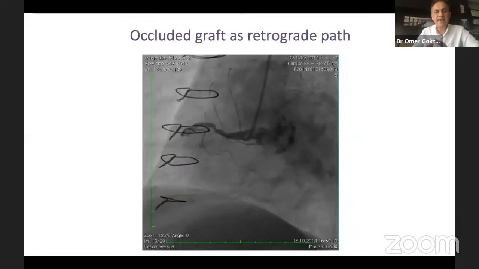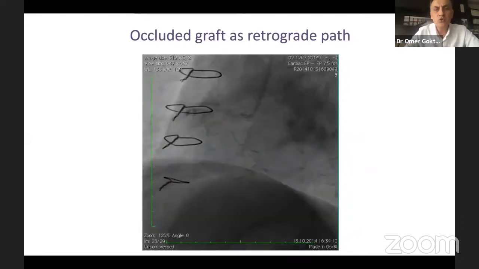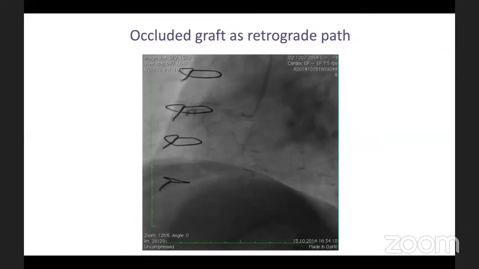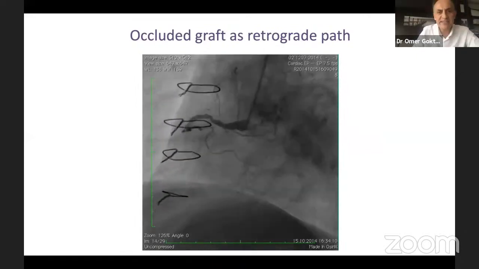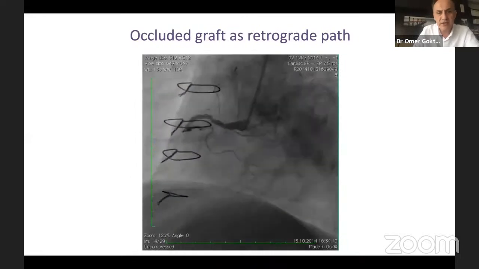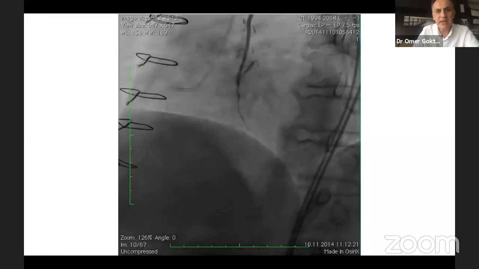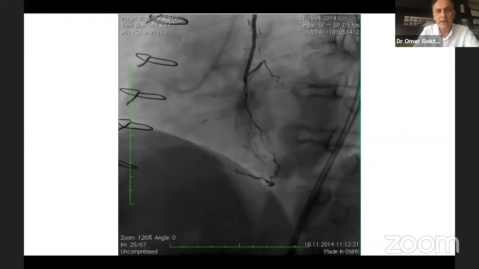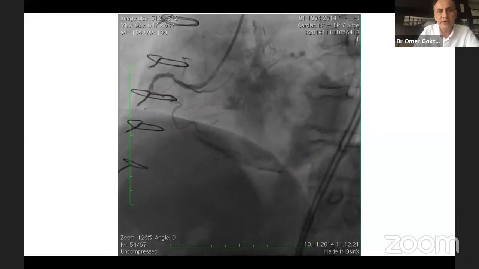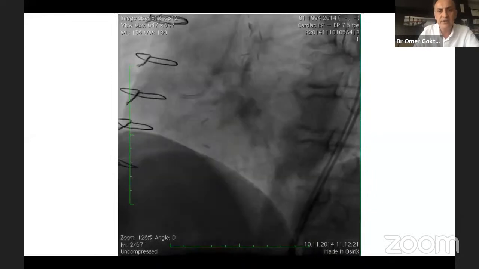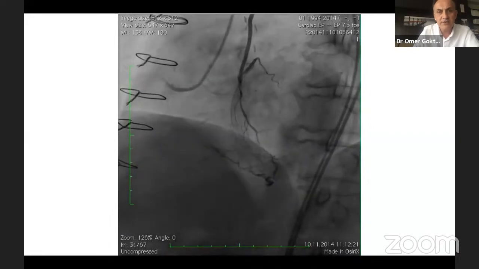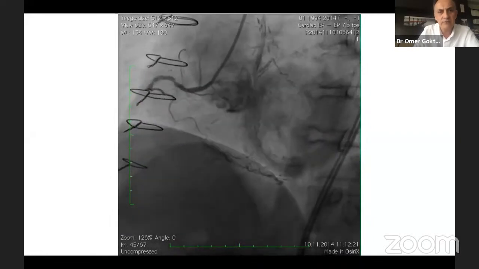This is the last case. Also, we can use an occluded graft as a retrograde path. We might have this scenario more often than a diseased graft. This is an RCA occlusion. This is an interesting case because we have nice collateral from LIMA to LIMA LAD and LAD to retrograde, right? We have nice collateral, very epicardial, nice one. But this is the only collateral we have, and we have antegrade flow like this.